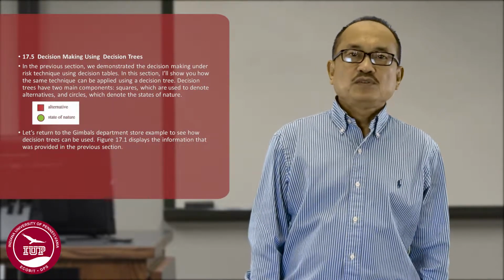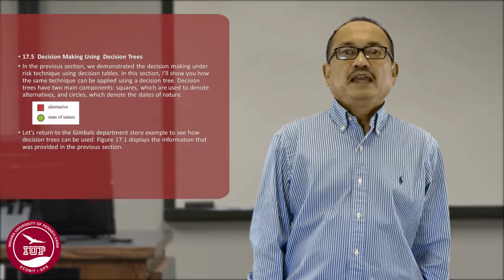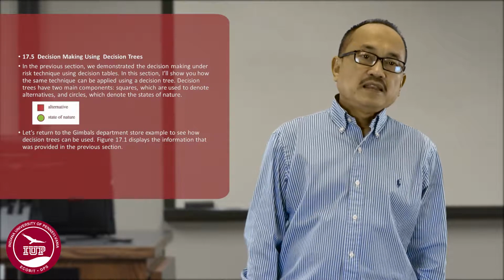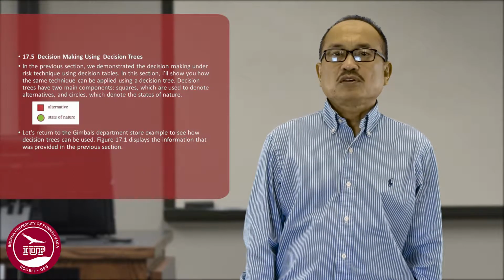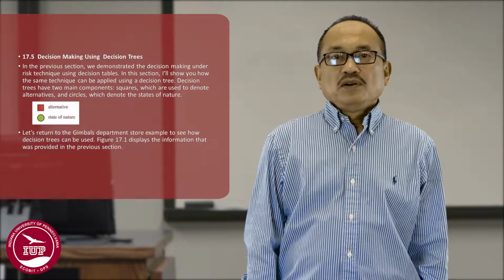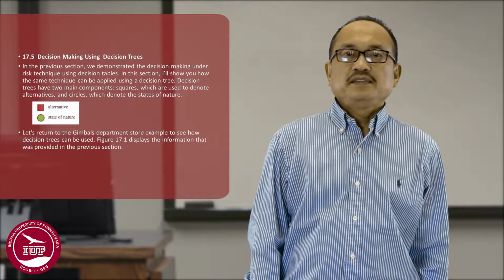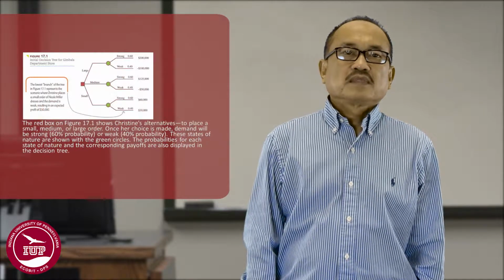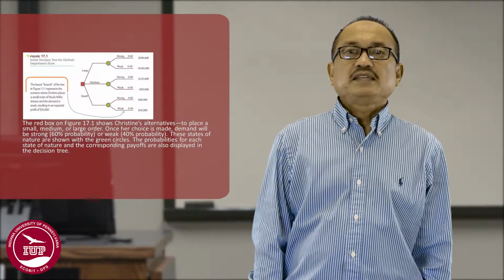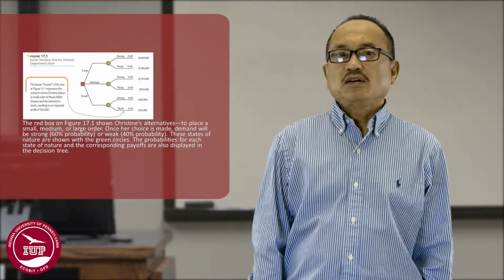Decision trees have two main components: squares, which denote alternatives, and circles, which denote the state of nature. Let's return to the Gimbel department store example to see how decision trees can be used. Figure 17.1 displays the information that was provided in the previous section. The red box on Figure 17.1 shows Christine's alternatives: to place a small, medium, or large order.